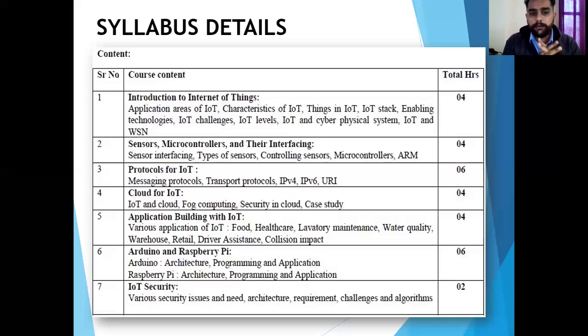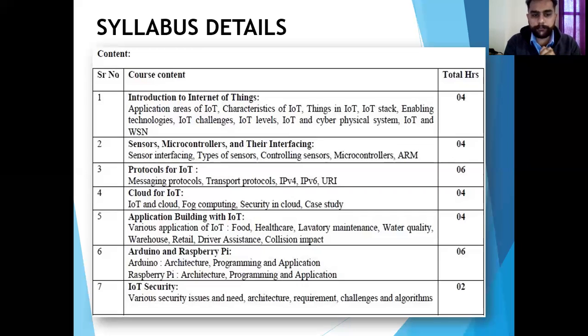Unit number 4 is totally on the cloud. So IoT and cloud, how it goes with the cloud. Then fog computing, security in the cloud, and the various case studies that have already been introduced or shown. So we need to learn about the cloud in the fourth unit, and it is a 4-hour session.